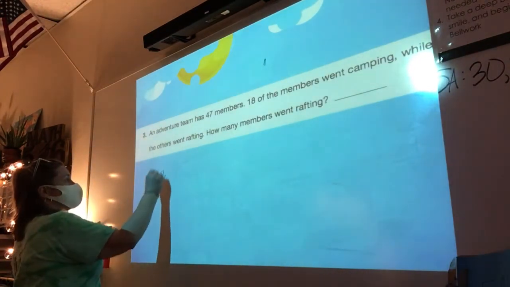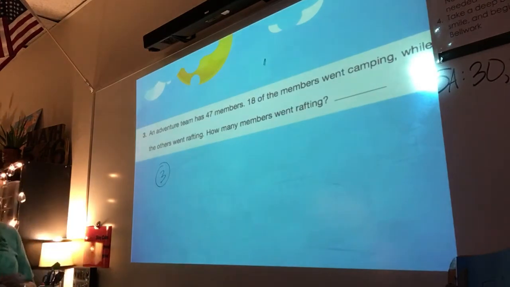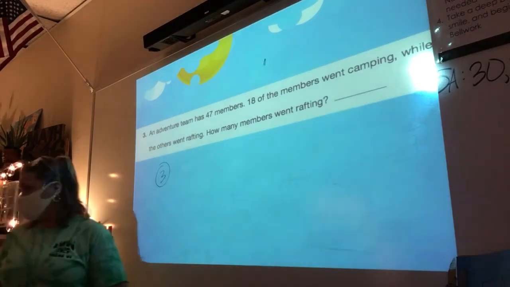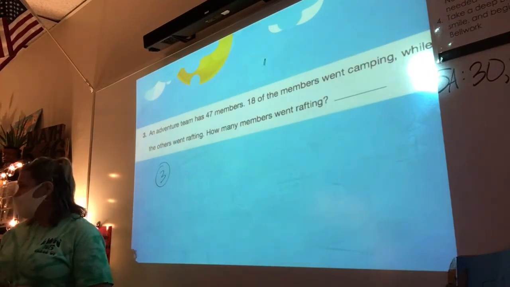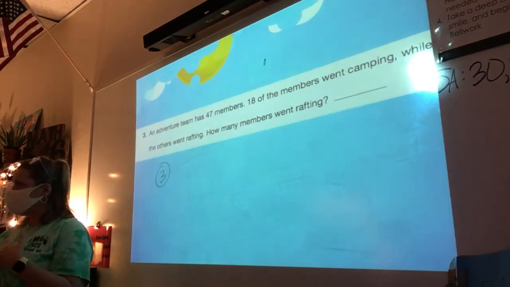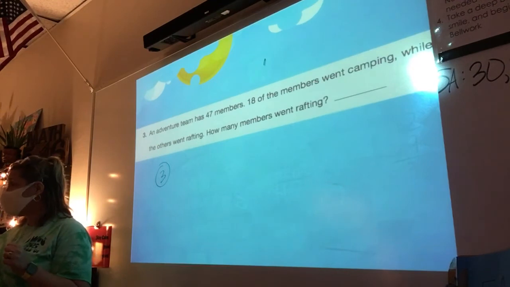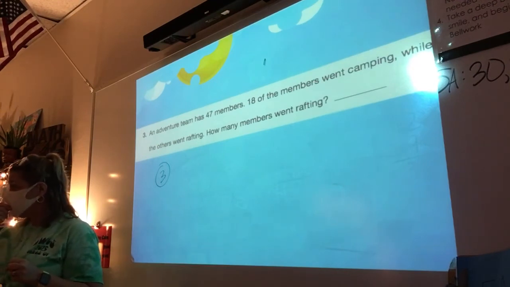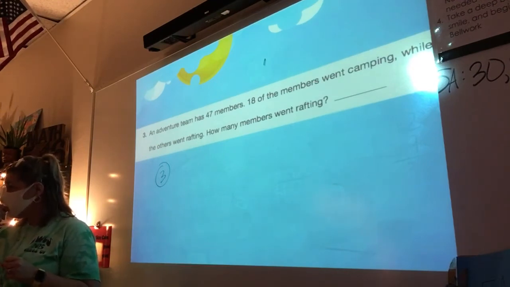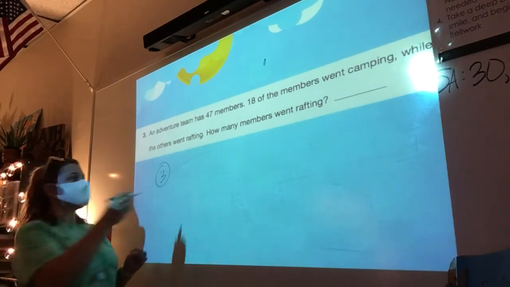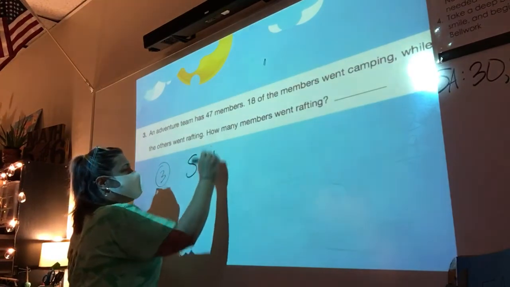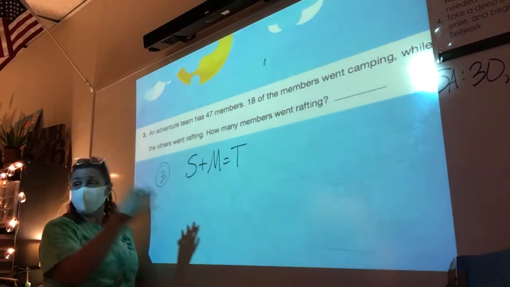Third problem is number 3. An adventure team has 47 members. 18 of the members went camping, while the others went rafting. How many members went rafting? You know what? This doesn't seem like a sad problem to me. This seems like a combining problem. So what's the word plot for combining? Yes, ma'am. Good. So right, S plus M equals T. We've got sum plus some more equals total.